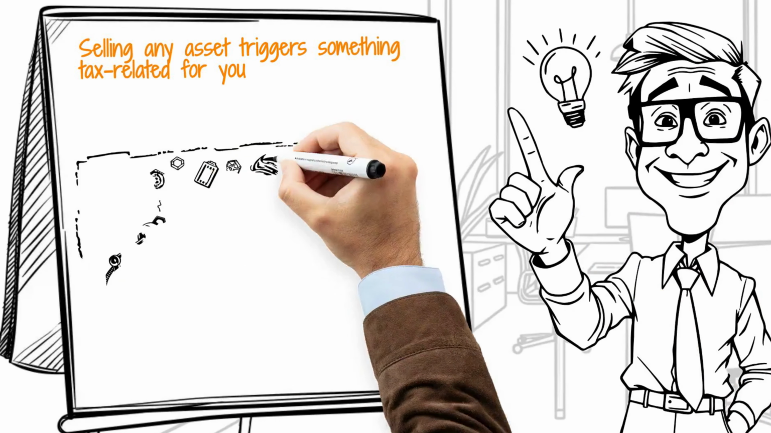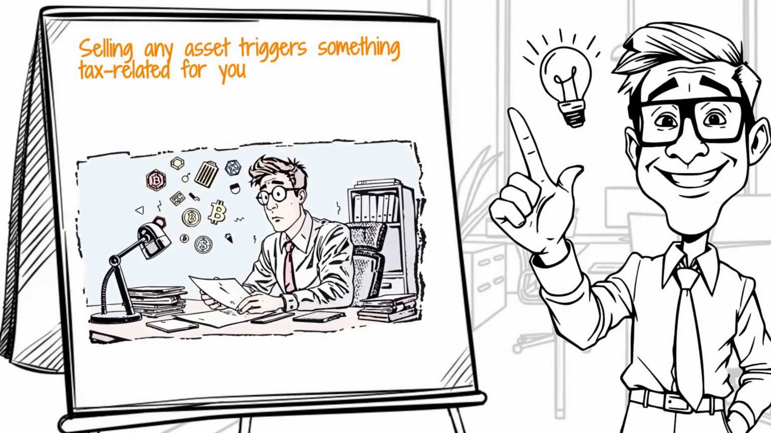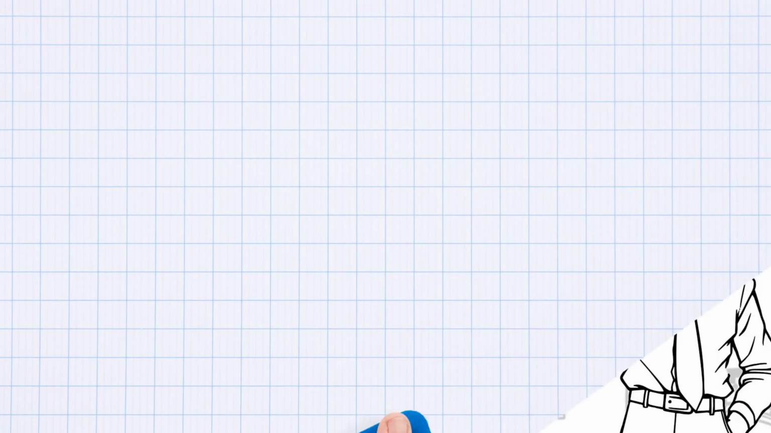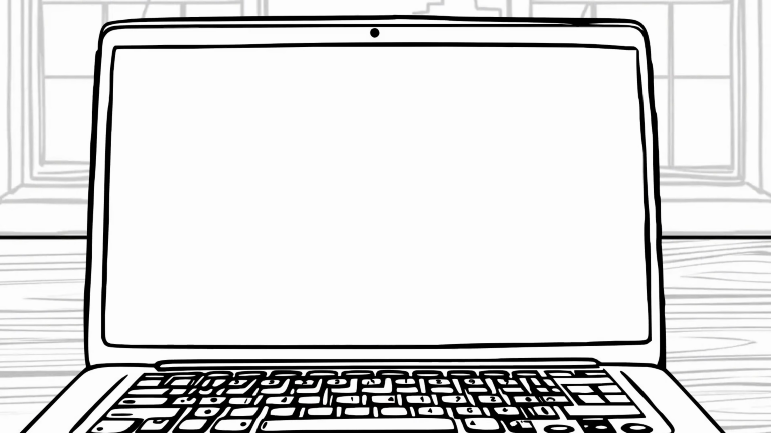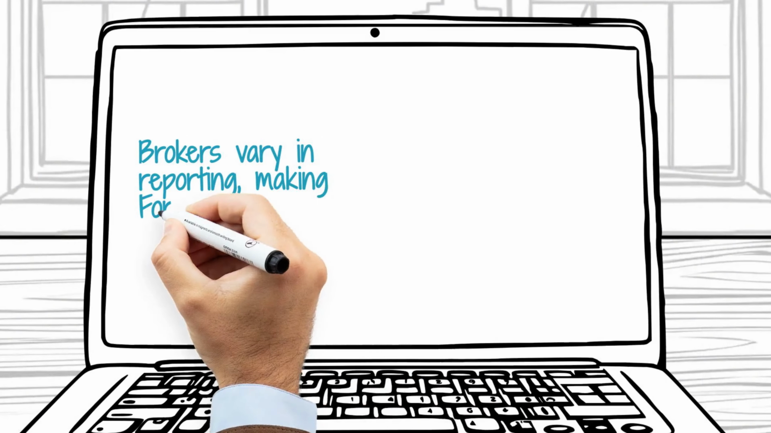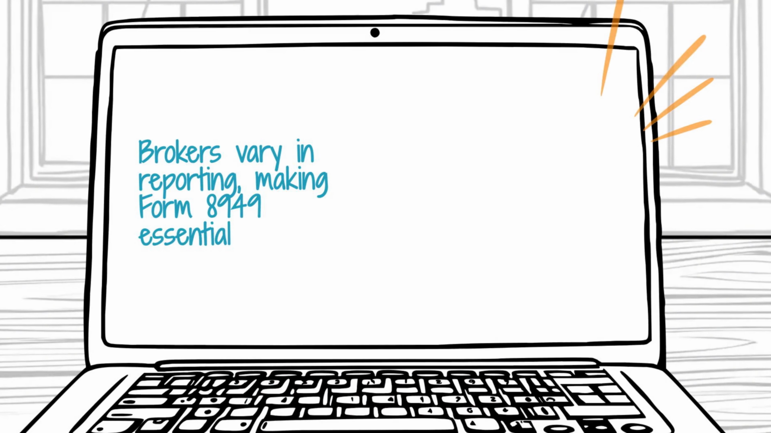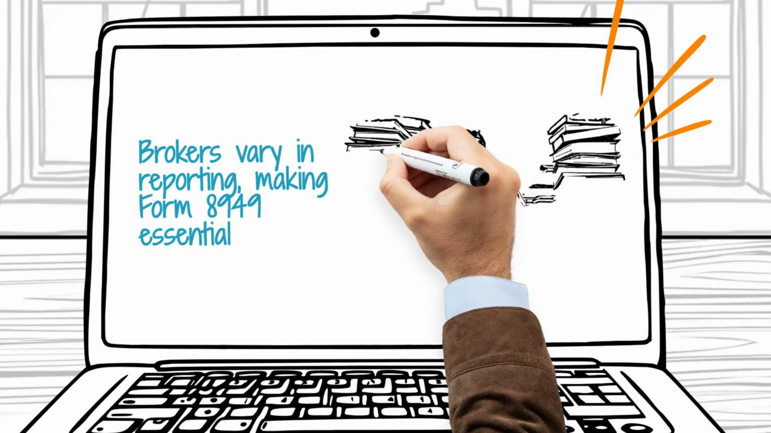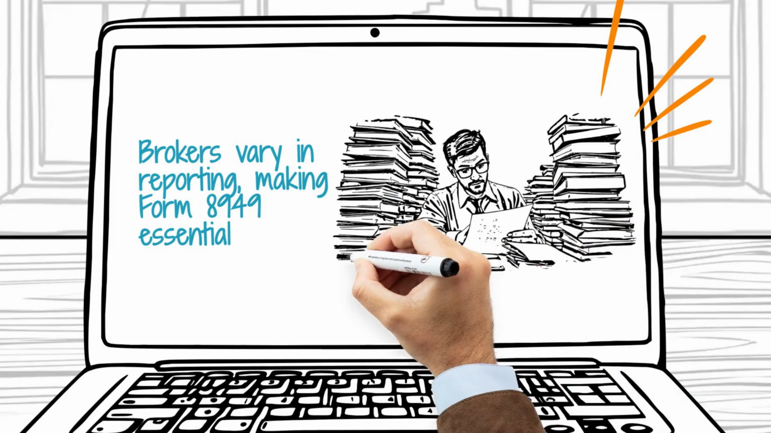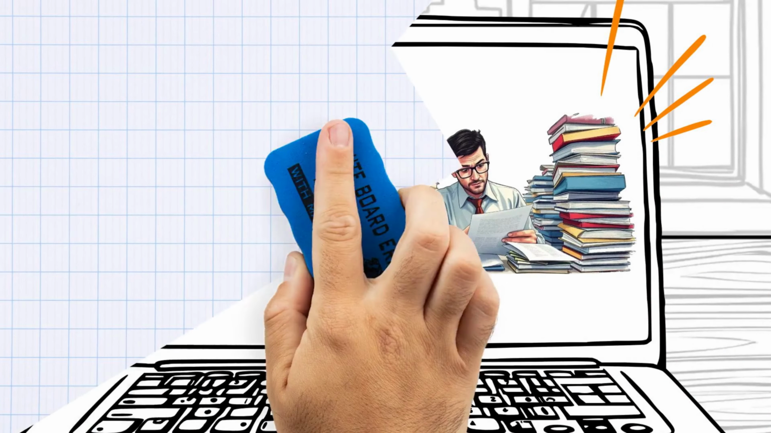Form 8949 exists because investment reporting is messy. Some brokers report everything perfectly. Some report only part of the information. Some transactions never get reported to the IRS at all. This form is how you line up your version of events with what the IRS already sees.